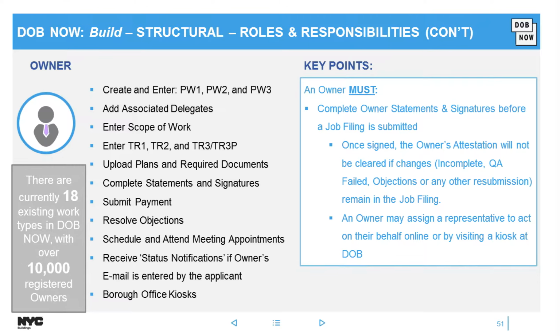The owner, I know as of the past couple releases, the owner's attestation used to get wiped out. That doesn't happen anymore. The owner just signs once, and then changes could be made and they don't have to reattest. They can also assign a representative to act on their behalf, and they could get help with that by visiting a DOB branch. We have over 10,000 registered owners thus far in the system, and they're getting through with this, so fear not.